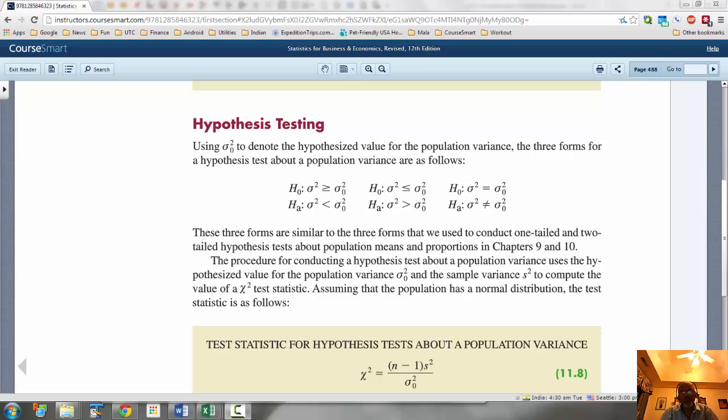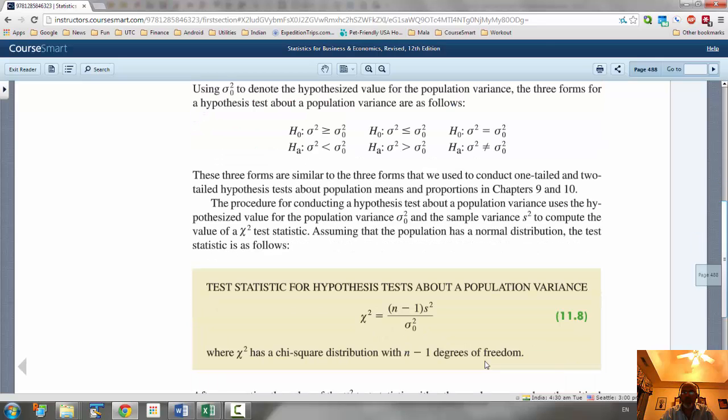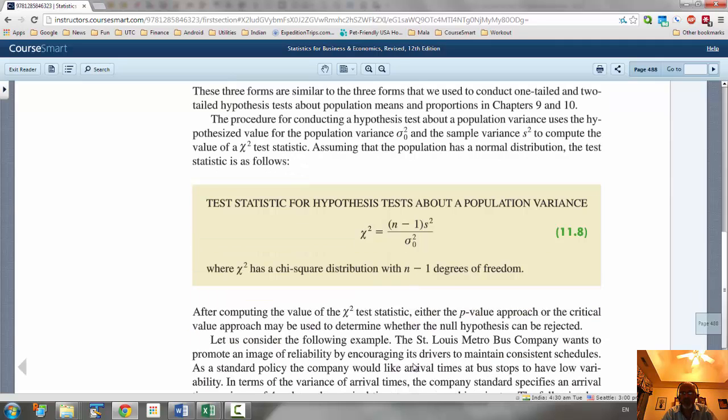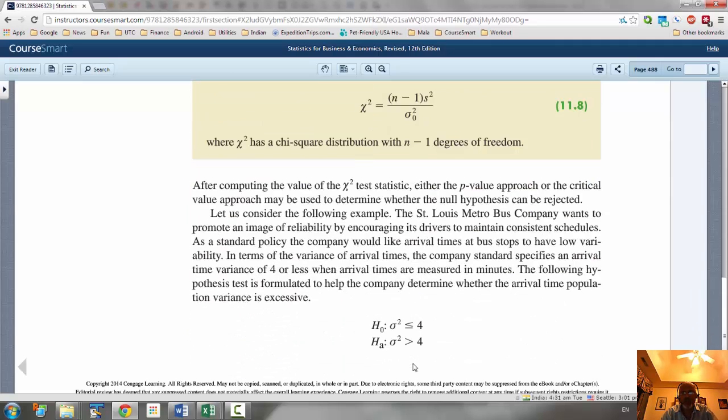Now let's look at an Excel example of hypothesis testing for single population variance or standard deviation. You can set up the hypothesis in any one of these three forms as we have already discussed, and the test statistic is given by this formula with n-1 as the degrees of freedom. Now let's look at an example.